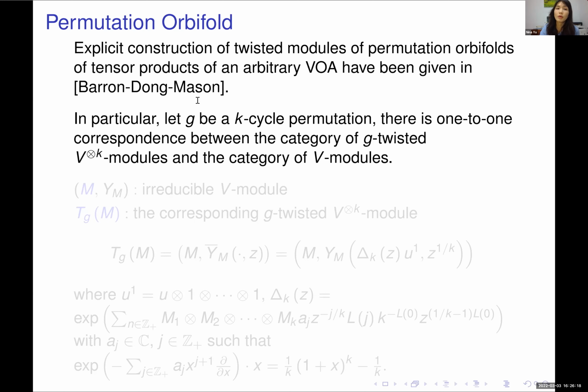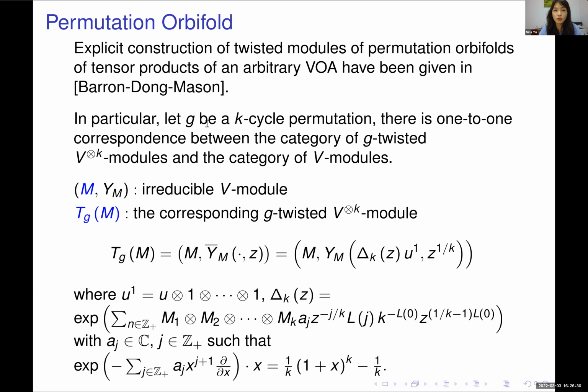Now, about permutation orbifold, we mentioned that the construction of the twisted module is clear already. It was given by Barron, Dong, and Mason. In particular, they proved that if G is a k-cycle permutation, there is a one-to-one correspondence between the category of G-twisted modules for the tensor product VOA and the category of V modules. They also have a general result: given any permutation, one can construct the corresponding twisted modules for the tensor product VOA. But because I only need the case when this permutation is a k-cycle, I only give you the result here.